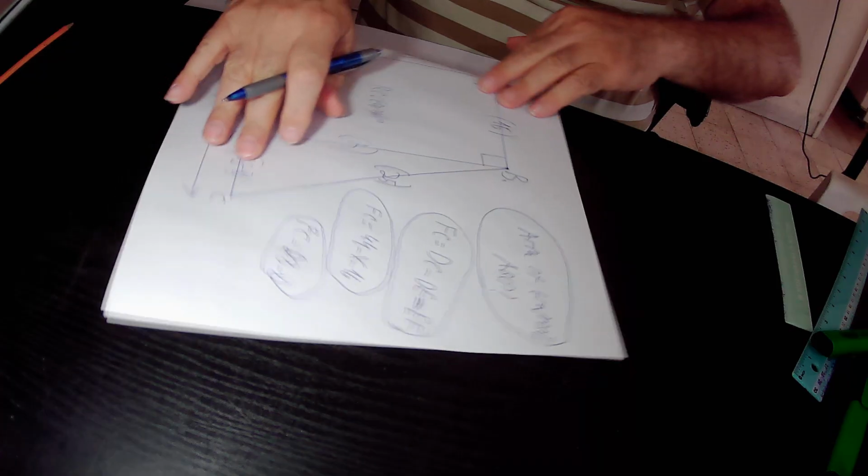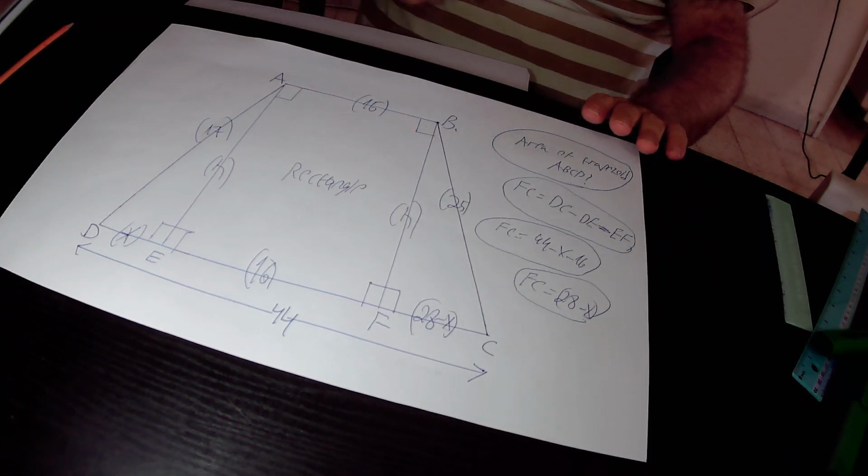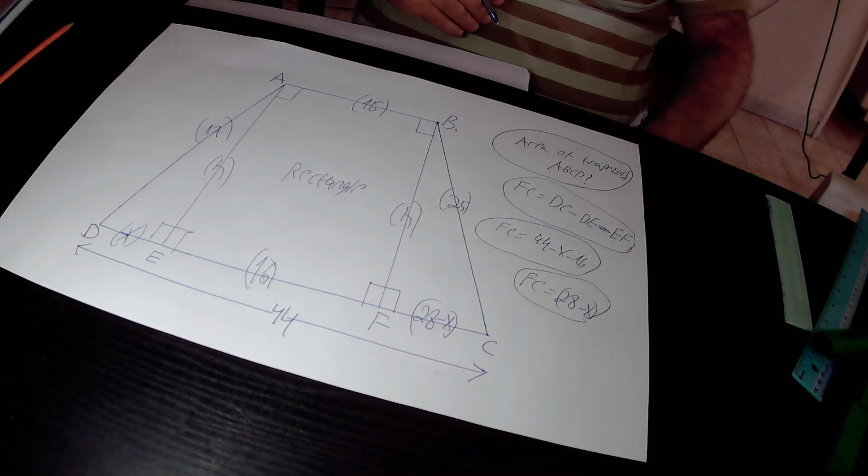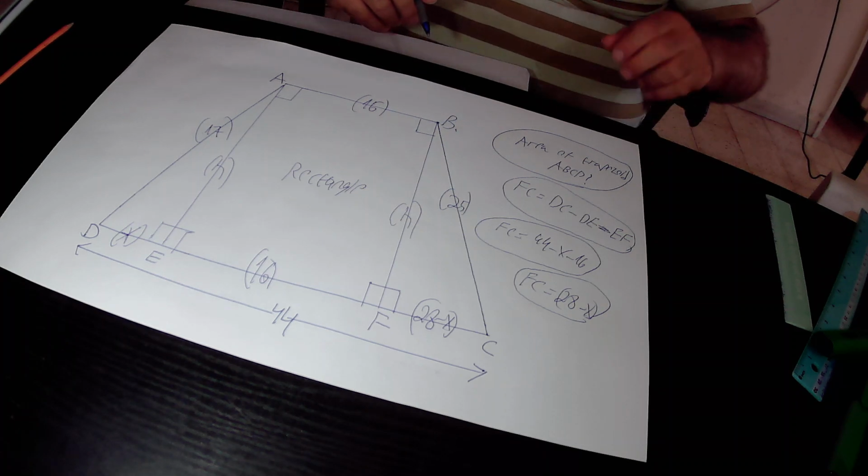In the next step, I will copy the right triangle BFC onto a new page and will implement the Pythagoras theorem on this right triangle, triangle BFC.